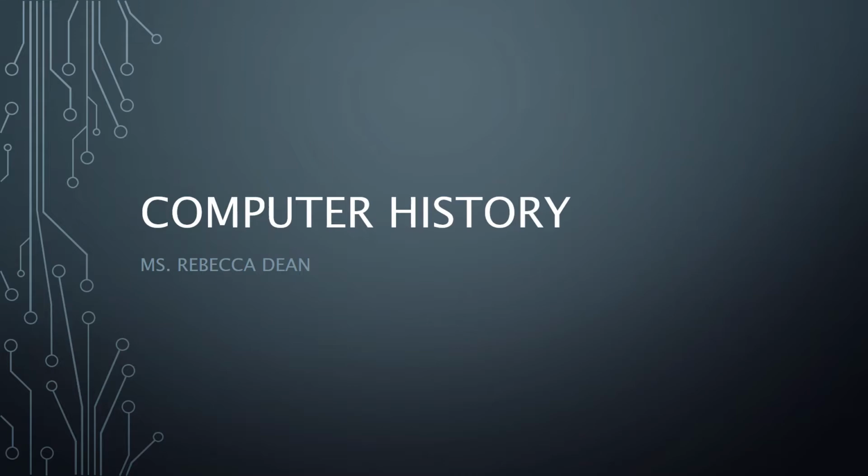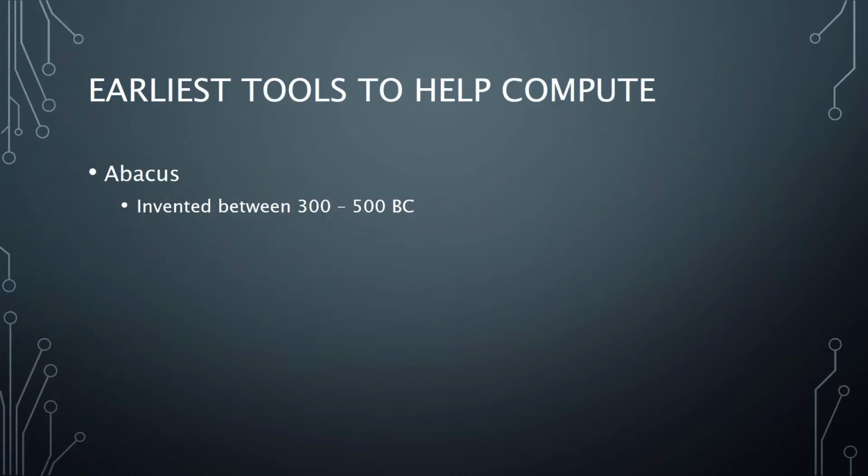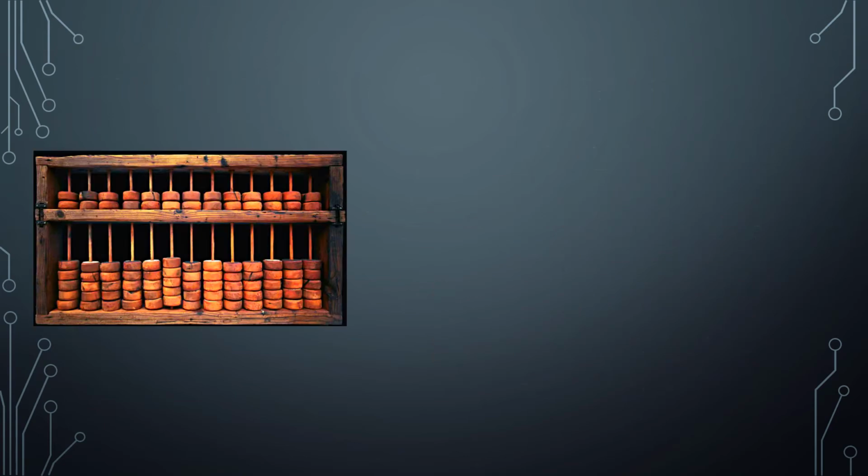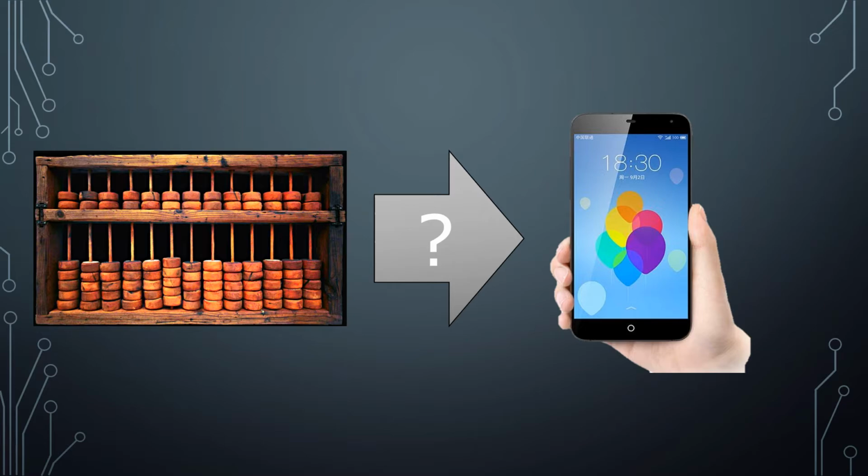So the first tool for human beings to help them do math was the abacus. And this is an ancient tool with beads, usually made out of wood, maybe some clay, and it was invented around 300 to 500 BC. Well, you may ask yourself, how the abacus to our handy dandy smartphones with the use of modern mechanical computers, machines to help us do math.